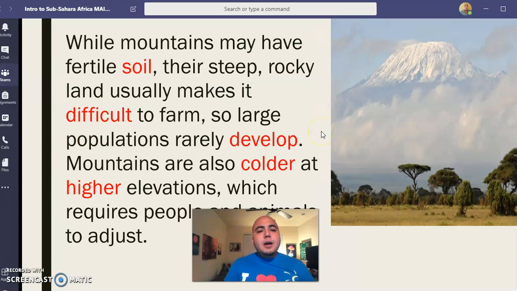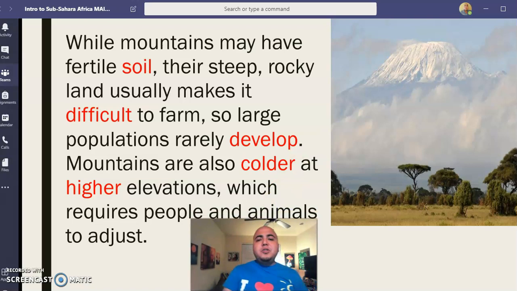Okay. All right. While mountains may have fertile soil, their steep, rocky land usually makes it difficult to farm. So large populations rarely develop. Mountains are also colder at higher elevations, which requires people and animals to adjust. So we discussed last time, where are you going to find the lowest amount of people living? So we had deserts, and we had mountains. High elevation makes it difficult to raise crops and also to make a living. And in deserts, again, you have no water. There's less resources, so again, it's going to make it much more difficult.